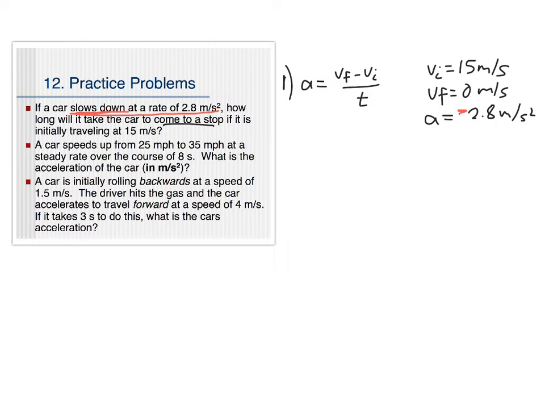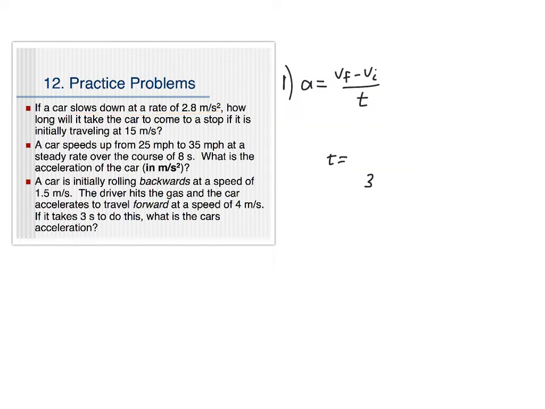Now that I know those things, I'm going to plug in what I know. So I have negative 2.8 is going to be equal to 0 minus 15 over t. I'm going to go ahead and cross multiply here, and so I get negative 2.8t equals negative 15. And so I find here that my time just ends up being 5.36 seconds. Notice I have that unit there. We got to make sure we put that unit at the end of the problem.